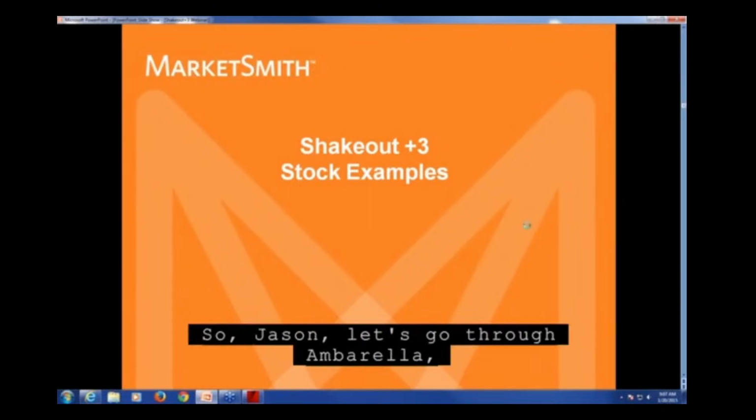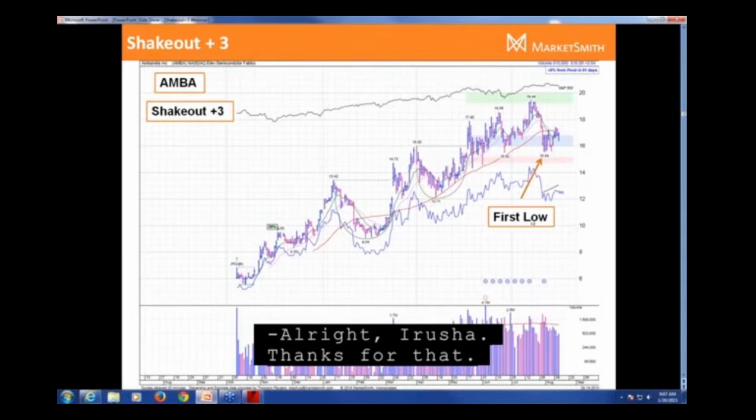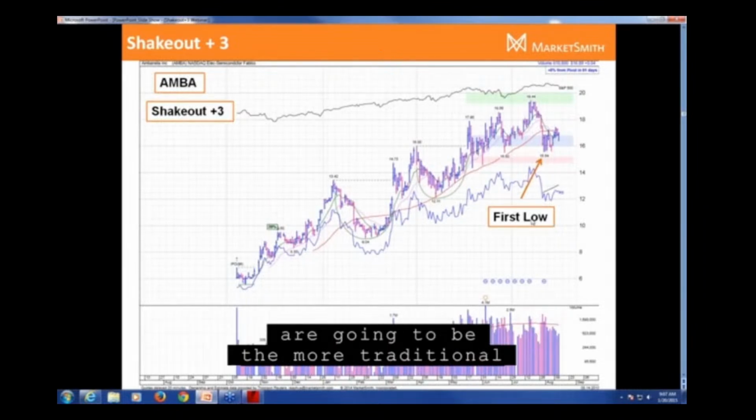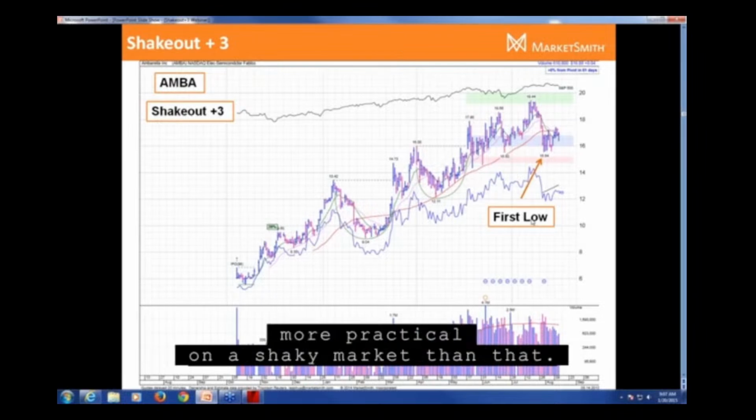So Jason, let's go through Ambarella, and why don't you take us through this? All right, Arusha, thanks for that. So the first couple of stocks that we're going to look at are going to be the more traditional double bottom approach to that. And one of the last examples will be a little bit different, more practical in a shaky market.